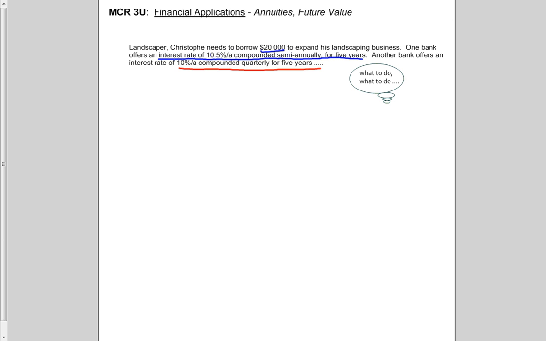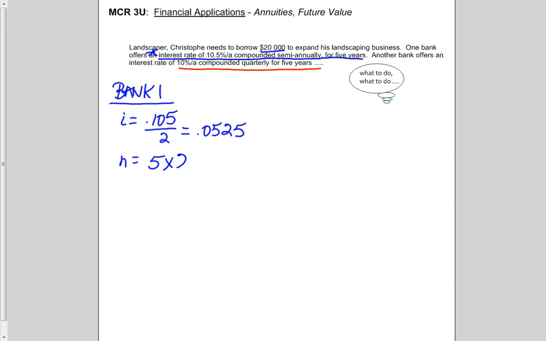We're going to look at the 10.5%. So we'll call this bank 1 in blue. And we have an interest rate of 10.5% compounded semi-annually, so our I is going to be adjusted. It is 10.5% as a decimal divided by semi-annually would be 2, which gives us an I semi-annually of 0.0525. The N will also be adjusted because it is semi-annually for 5 years, which would be 5 years twice a year, which would be 10 times.